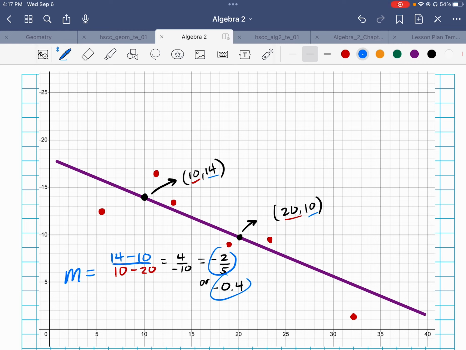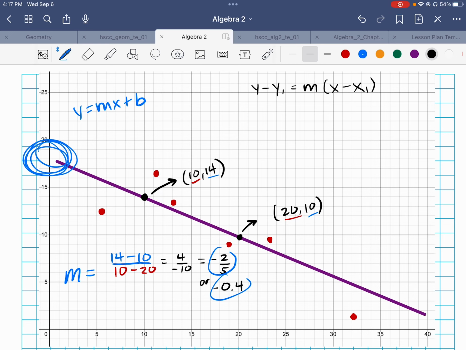Next, what you're going to do is you're going to use the point slope formula. The reason we're going to use point slope is because I didn't give myself the y-intercept. If I gave myself the y-intercept, I would have used y equals mx plus b. But I didn't, so I'm going to use y minus y1 equals m times x minus x1.